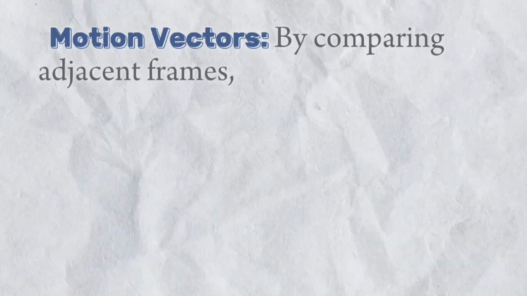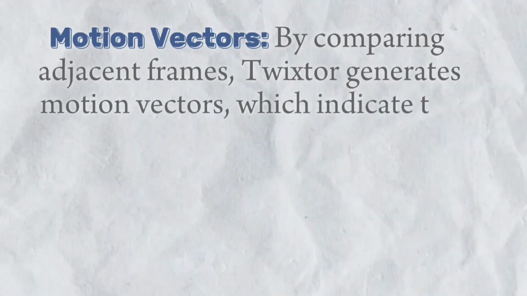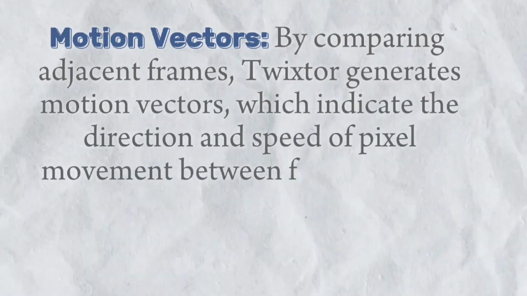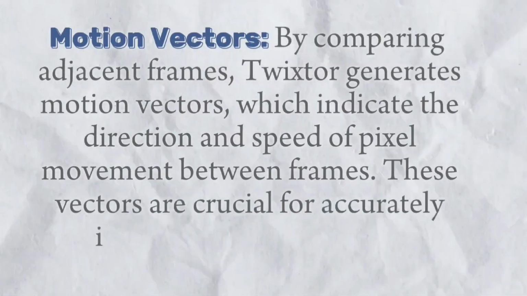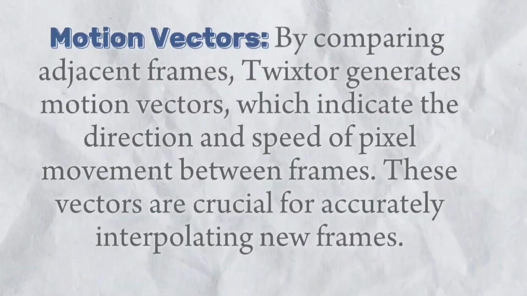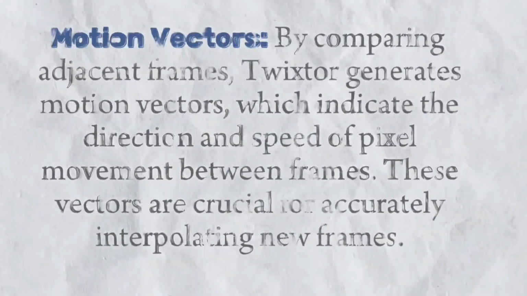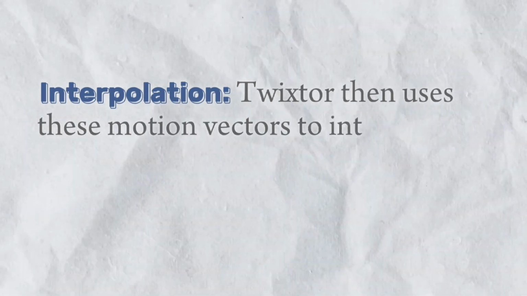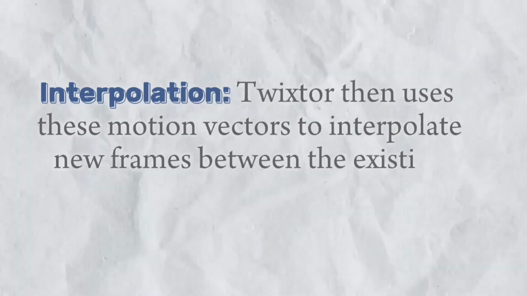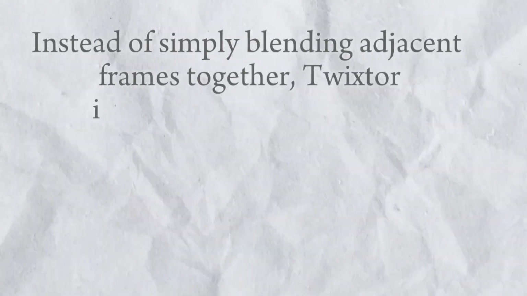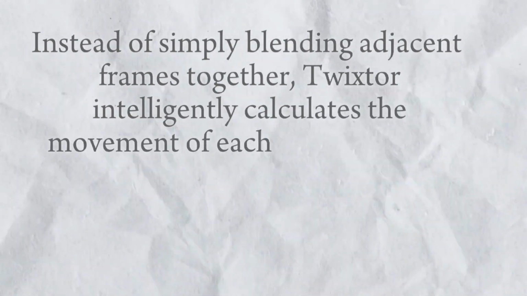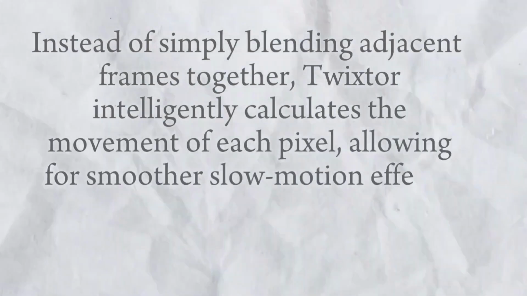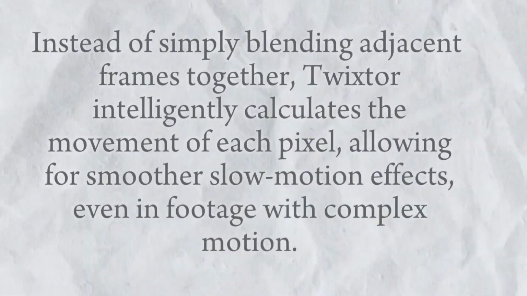Motion vectors. By comparing adjacent frames, Twixtor generates motion vectors which indicate the direction and speed of pixel movement between frames. These vectors are crucial for accurately interpolating new frames. This is a hard one, interpolation. Twixtor then uses these motion vectors to interpolate new frames between the existing frames. Instead of simply blending adjacent frames together, Twixtor intelligently calculates the movement of each pixel, allowing for smoother slow motion effects, even in footage with complex motion.